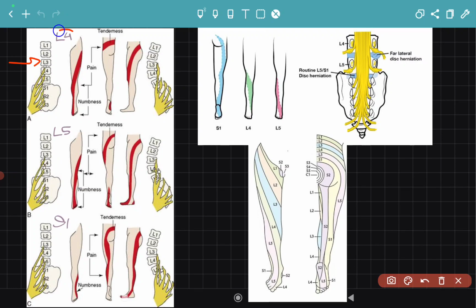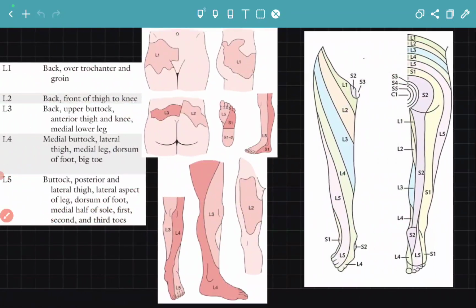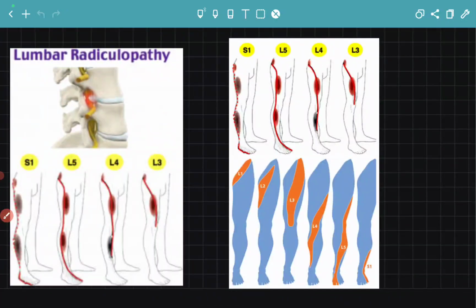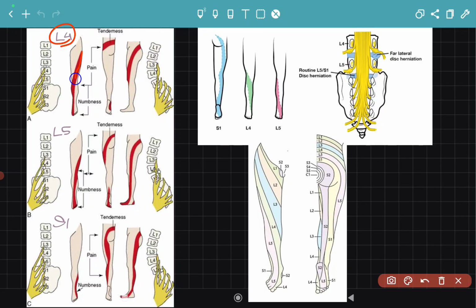In the first picture, the upper one, we can see the L4 nerve root is involved or affected. Below the L4 vertebra, the L4 nerve root will emerge. If the L4 nerve root is involved, then we can see the L4 dermatome here anteriorly marked with red. So that will be affected. Posteriorly, this part will be there, the upper part of the buttock region. As we had seen, the medial part of the buttock is also involved, as well as the lateral thigh and medial leg and dorsum of foot and big toe. So accordingly we can compare over here, all those parts are affected.